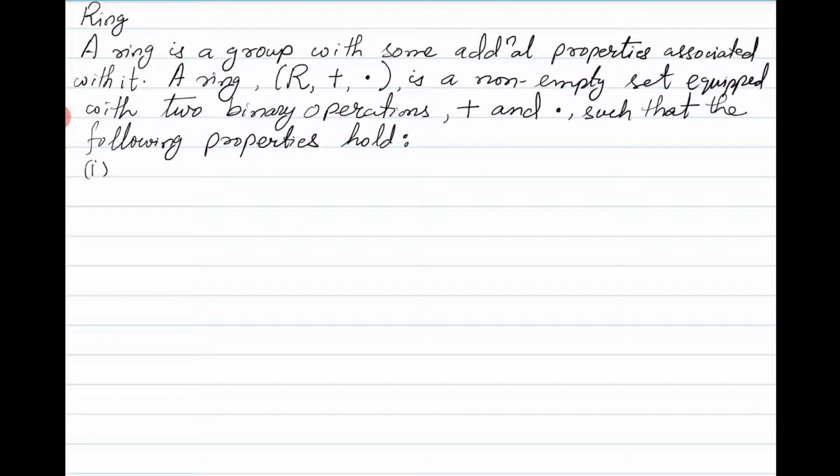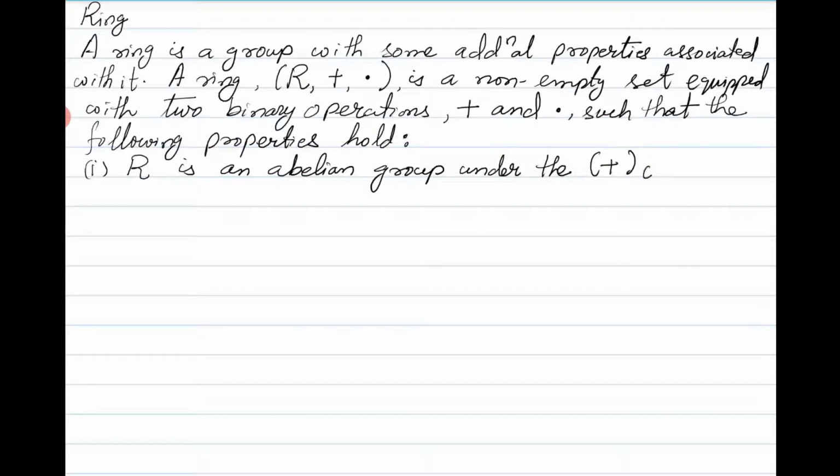Number one, R is an abelian group. But under what operation? Because there are two operations to it. So it is an abelian group under the plus operation, with 0 as the identity element.